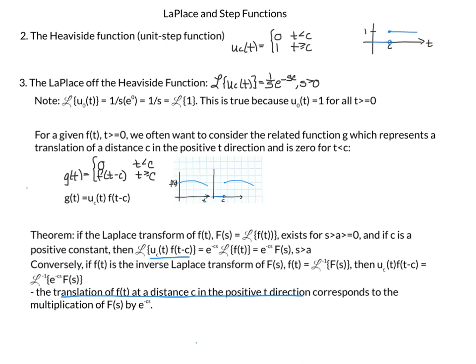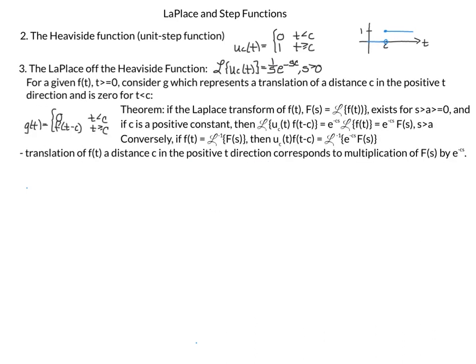The rest of the theorem, conversely: if f(t) is the inverse Laplace transform of F(s), in other words, f(t) is the inverse Laplace of F(s), then u_c(t) f(t - c) is equal to the inverse Laplace of e^(-cs) F(s). So it's just the same formula but written in terms of the inverse. I have this summarized here.